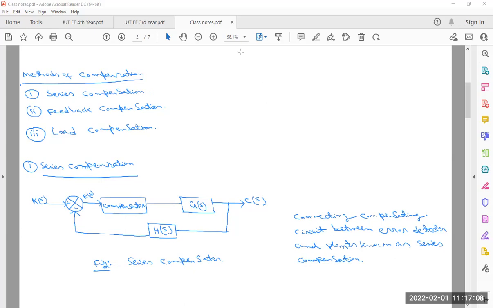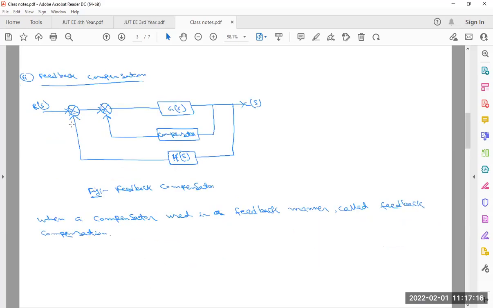Okay, so next we have to consider the feedback compensation circuit. This is a block diagram of the feedback compensation circuit. Here you can see this is basically the process plant. We have to connect the compensator circuit in parallel, and the feedback is also attached here.